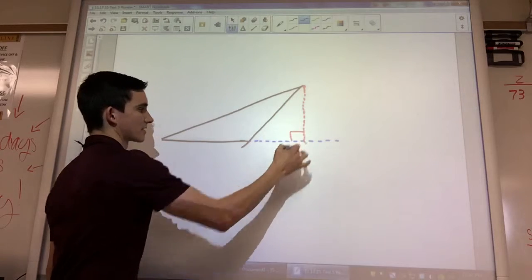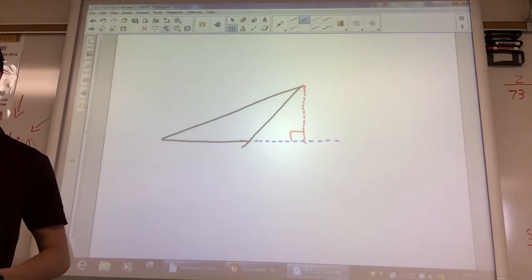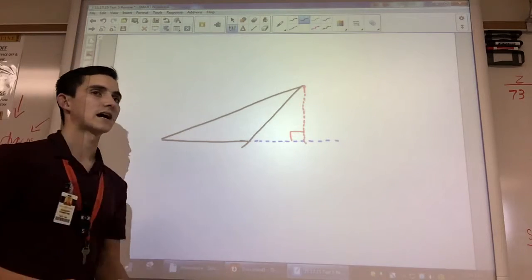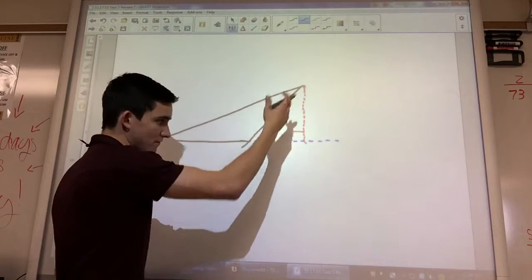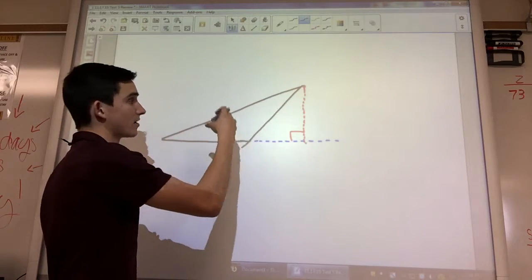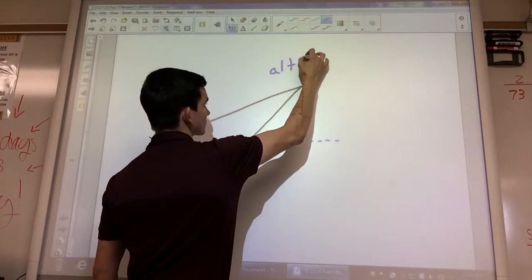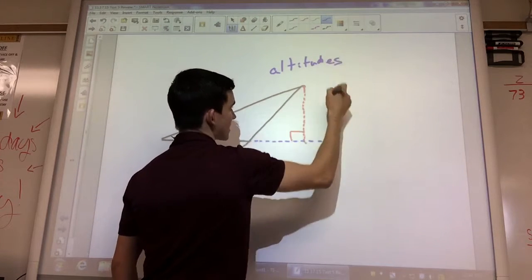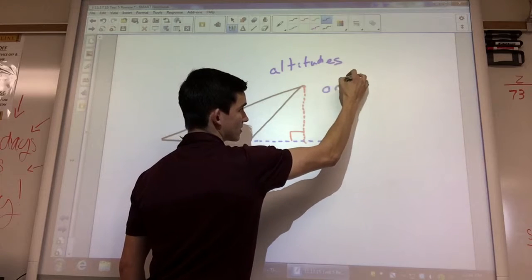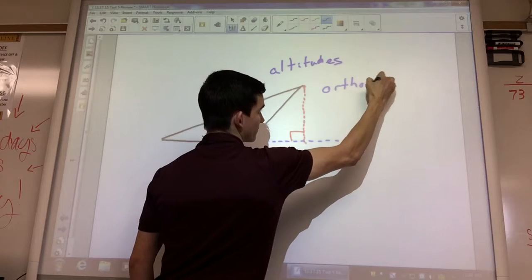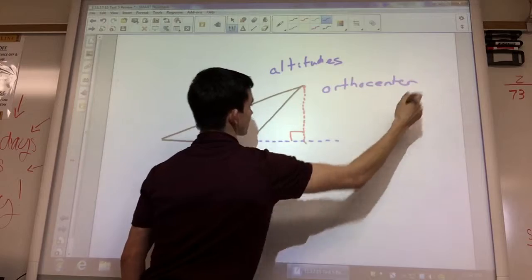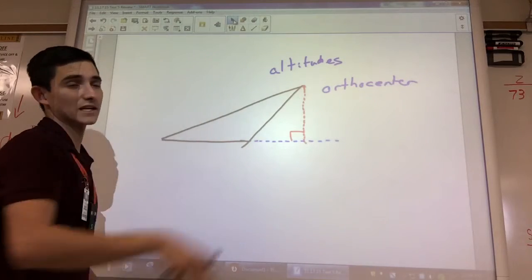That's the 90-degree angle happening right there, okay? So altitudes, and all three altitudes, if you draw them all out, they all intersect at one point also. And when the altitudes intersect, they intersect at what is called an orthocenter. Okay, that's all the stuff I'm going to explain for that.